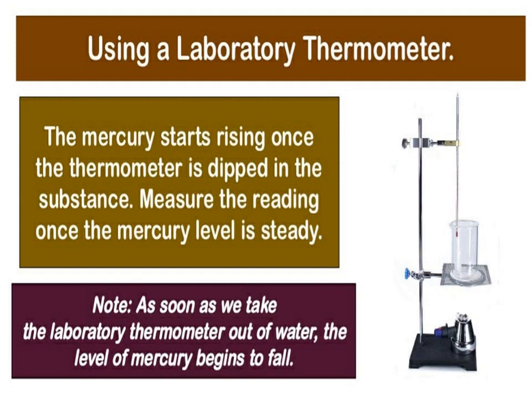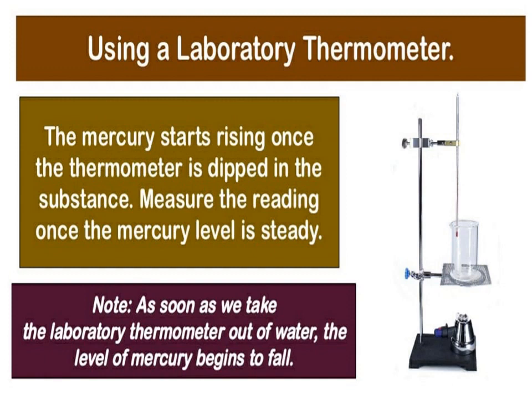Now, we will talk about using a lab thermometer. The mercury starts rising once the thermometer is dipped in the substance. Measure the reading once the mercury level is steady. When we are using a lab thermometer, we need to make an arrangement like this, as shown in the figure, or you can do some other kind of arrangement also. But you should know that the thermometer bulb should be surrounded by the water if you are measuring the temperature of water. Or if you are measuring the temperature of some other substance, the bulb should be surrounded by that particular substance from all sides. Then only the reading will come. And you need to keep the thermometer straight.